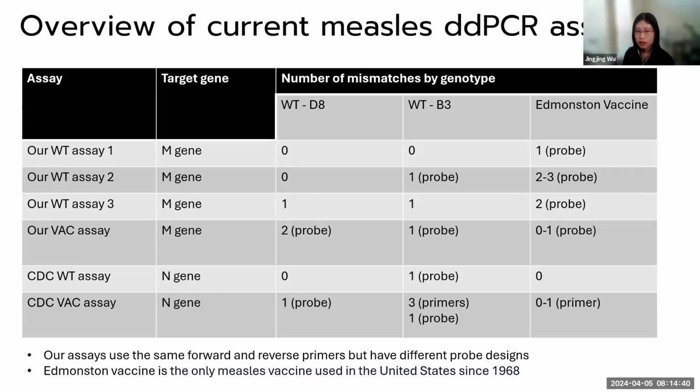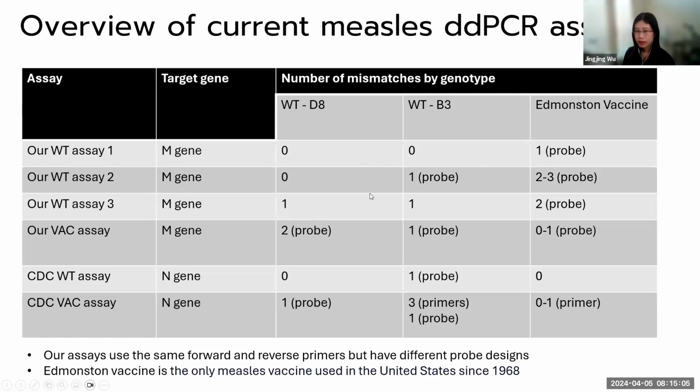So in our design, for example, for wild type assays, we aim to decrease the mismatches between our assay and the wild type measles genomes and maximize the mismatches between the assay and the vaccine strain genomes. Our vaccine strain design is just the opposite of this.